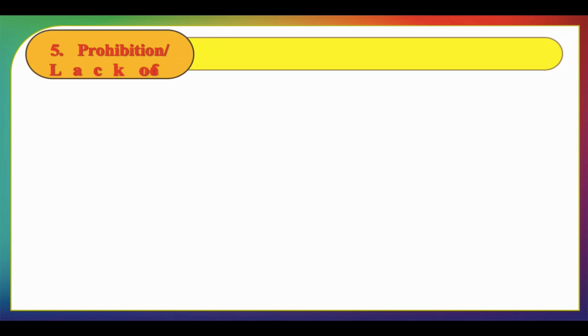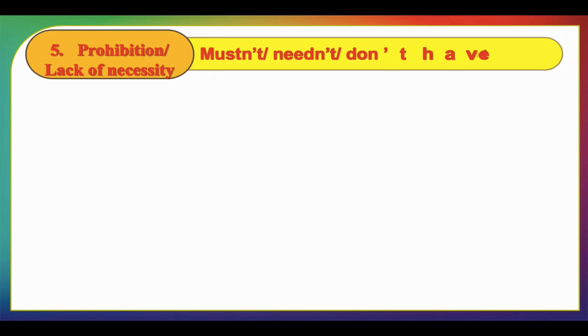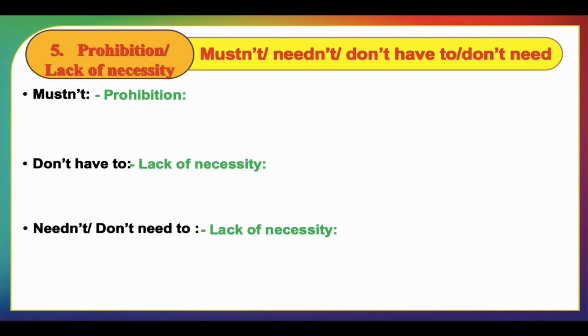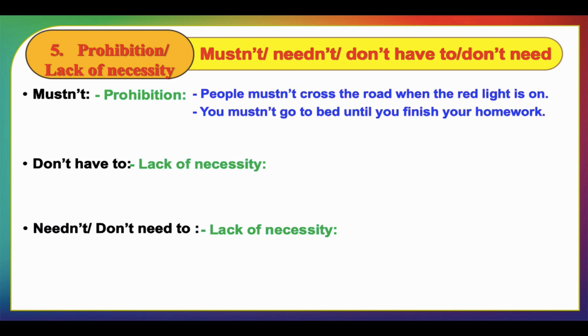Here, prohibition or lack of necessity with mustn't, needn't, don't have to, don't need. Mustn't is expressed with prohibition. For example, people must not cross the road when the red light is on, or you mustn't go to bed until you finish your homework. This is a kind of prohibition. It's like someone using a power.